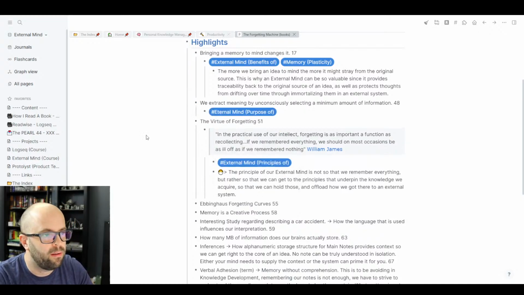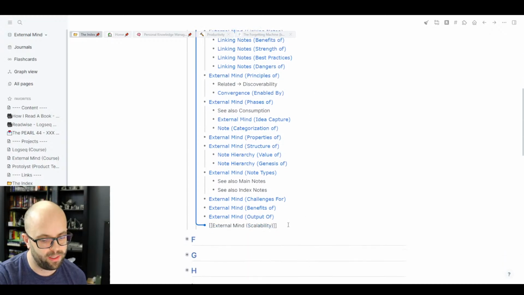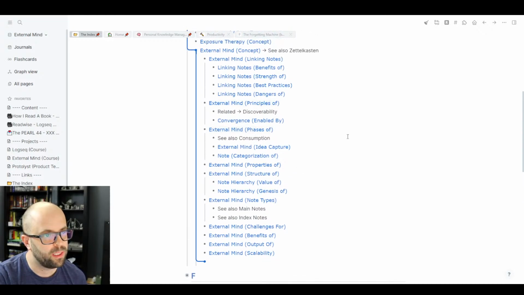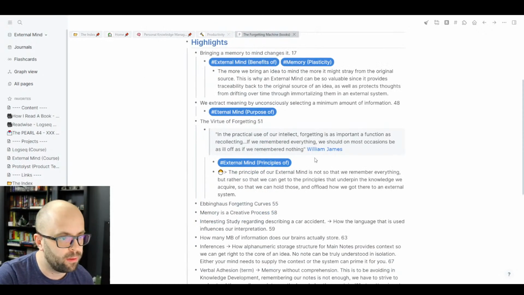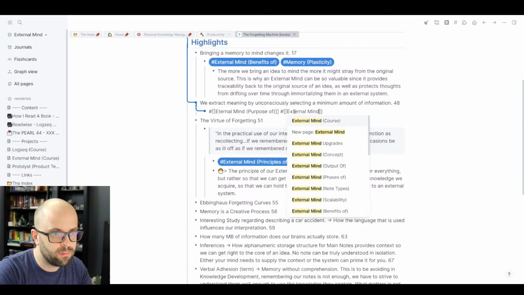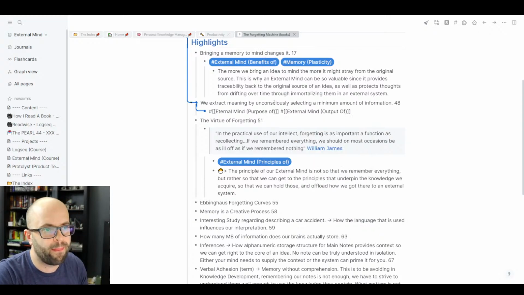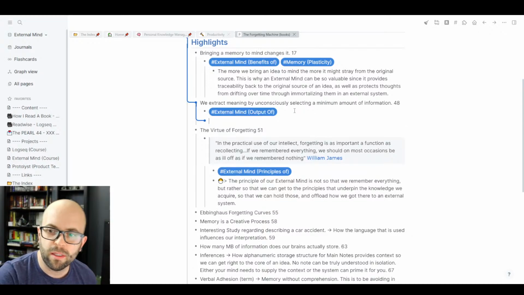It doesn't look like I have an index note for that. So if I create a new index note, what I'll do is come over to here and add in a new one. Properties, principles, phases, no. Output of, I mean, that could be, instead of purpose of, output of, so maybe I'll just change this to output of. And then I'll get rid of this one. And then I can add a few notes to myself.